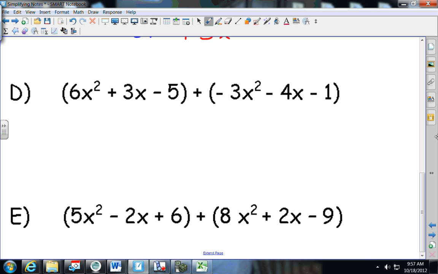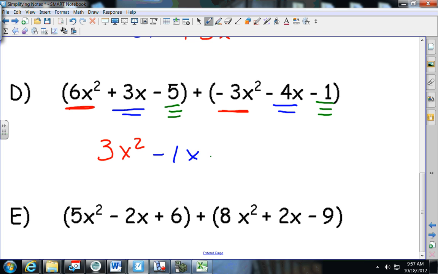Okay? So right now from here, we would go through, and I would have 6x squared minus 3x squared. 6 minus 3 is 3x squared. Put your x's together. 3x minus 4x minus 1x. Negative 5 minus 1 is negative 6. You would still check it the same way by putting them into y1 and y2. Please do letter E right now.